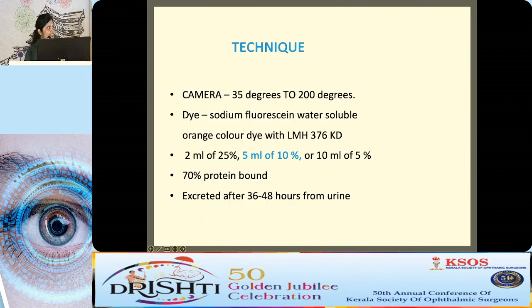The technique: the camera involves 35 to 200 degrees of field. Sodium fluorescein, a water soluble orange dye with low molecular weight, is used. Most commonly used is 5 ml of 10% dye, and it is 70% protein bound and is excreted after 36 to 48 hours in urine.